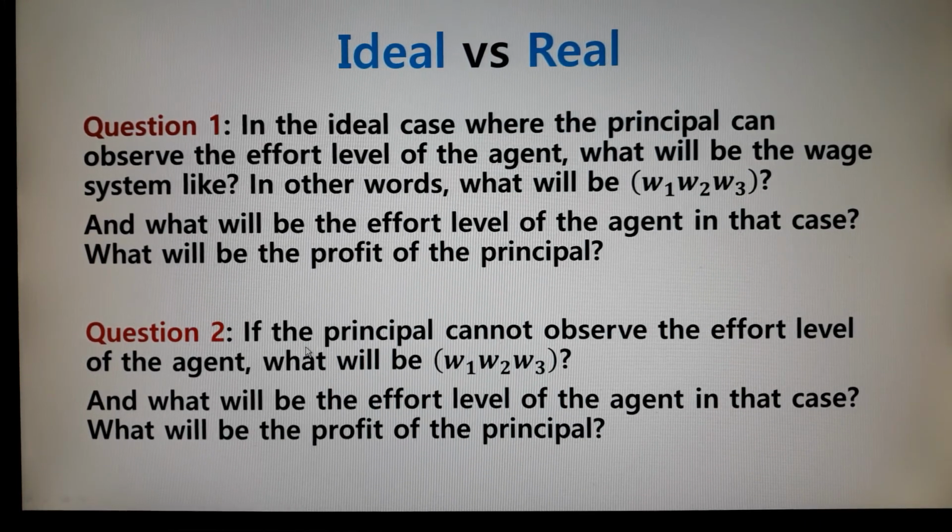Then we are going to move on to the realistic case, when the principal cannot observe the effort level of the agent. What would be W1, W2, W3 in this case? And what would be the effort level? What will be the profit of the principal?